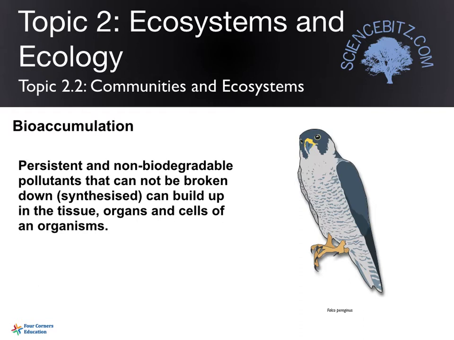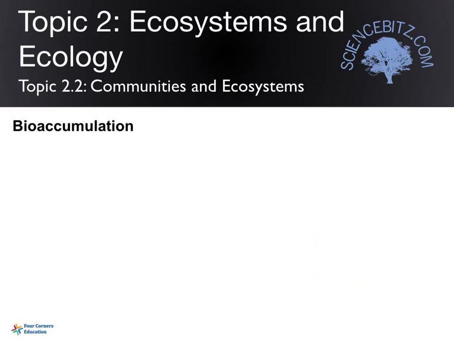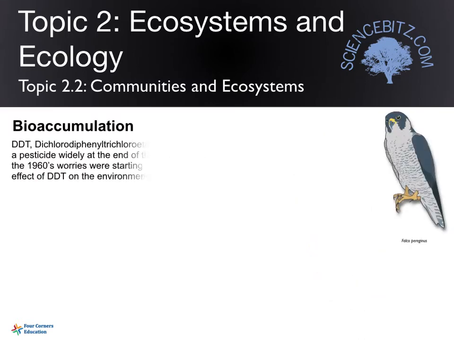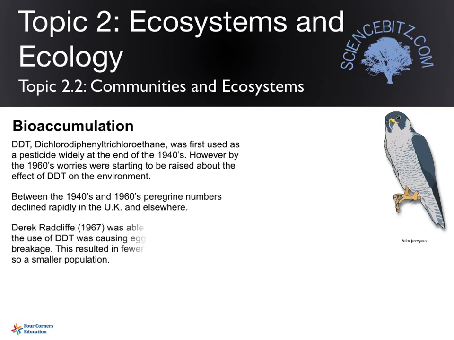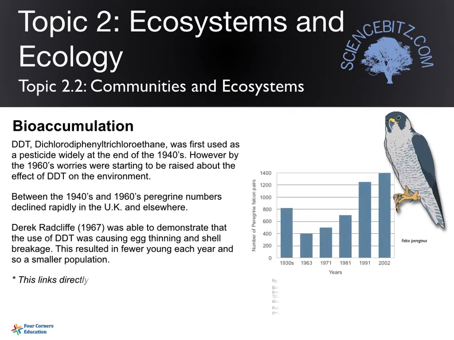And our first example of this is something that we looked at in topic 1, and we looked at it a little in the light of bioaccumulation, but we're going to look at it in more detail, which is peregrine falcons. DDT is a chemical that was used since the 1940s and widely used as a pesticide.